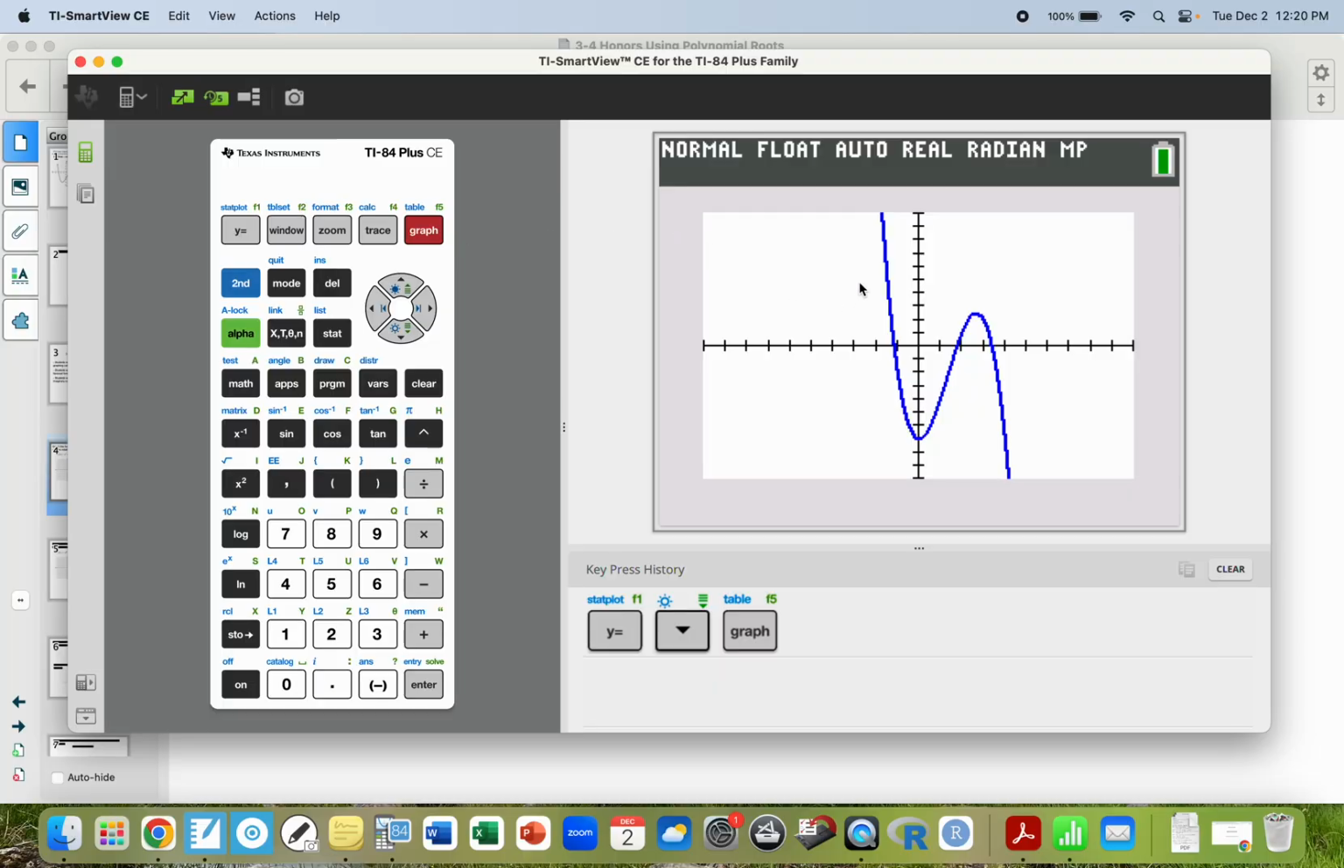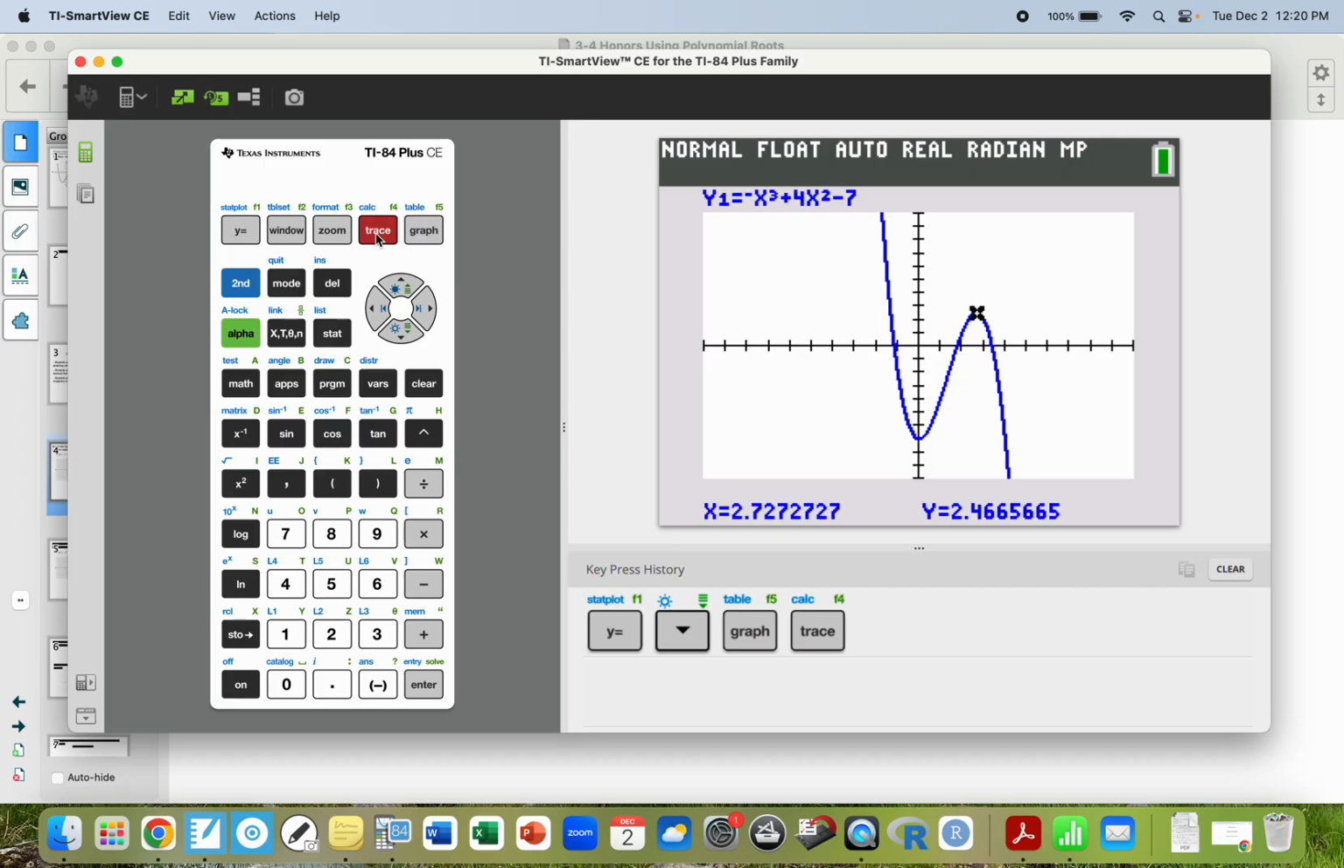Previously we just kind of did a rough sketch of this. Today we're going to actually write down what the roots are and the relative minimums and maximums. There's a couple ways to do this in the calculator. The easiest way is just clicking trace right here. That gives you this little cursor that pops up, and you can move that cursor along your function. It's not going to be 100% perfect, but we can get pretty close.